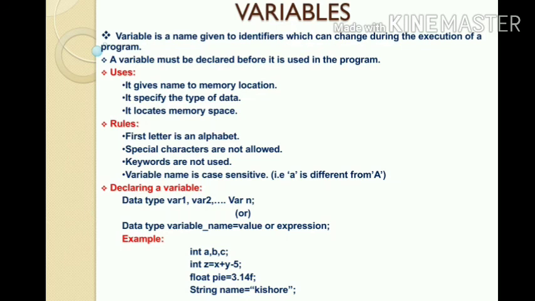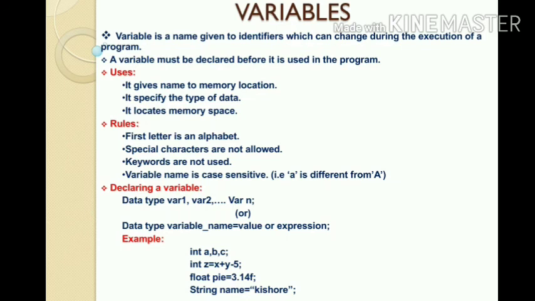Next, data type variable name equal to value or expression. So value or expression can be used at the time of declaring a variable. For example, int z = x + y - 5. x + y - 5 is an expression. z is a variable name.